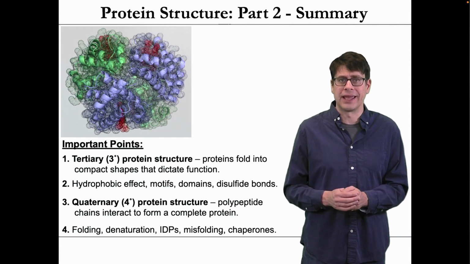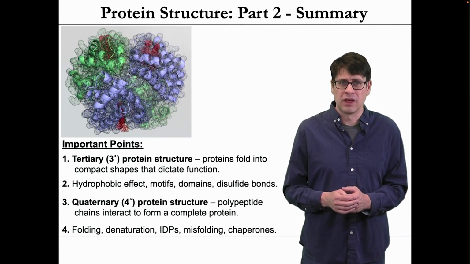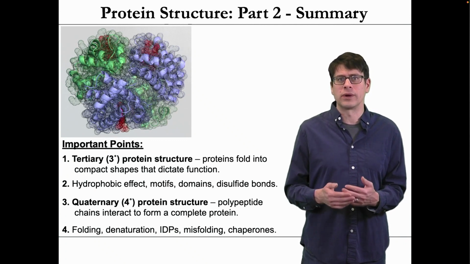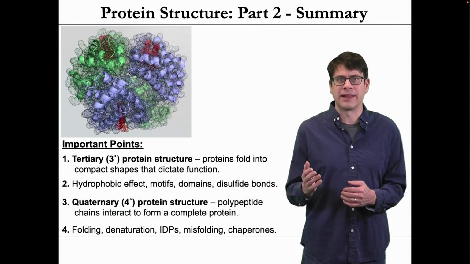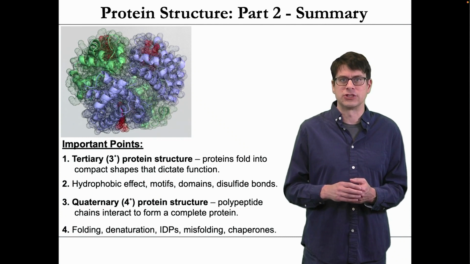So you'll have to remember the Anfinsen experiment, intrinsically disordered proteins, diseases that can be caused by protein misfolding, and also you need to know what a chaperone is. That it's a protein that helps other proteins fold into their proper orientation.